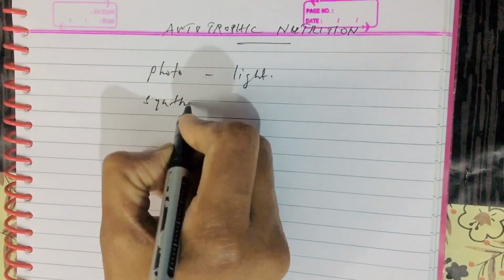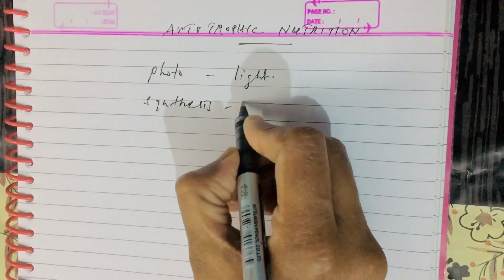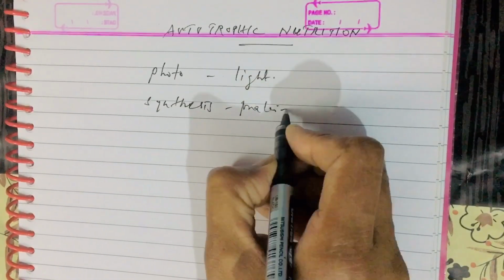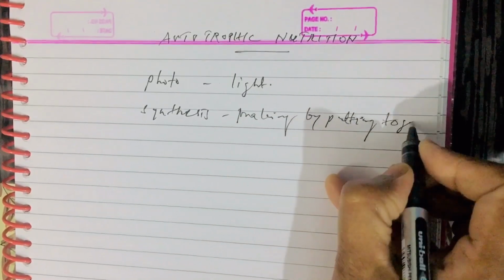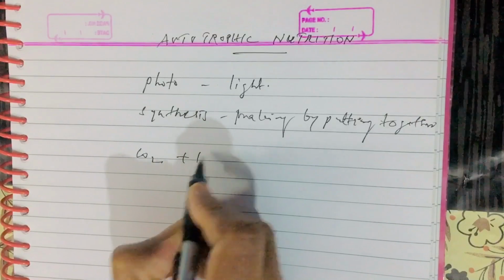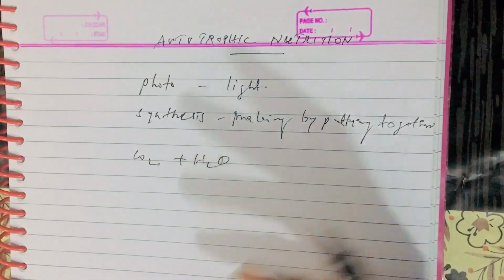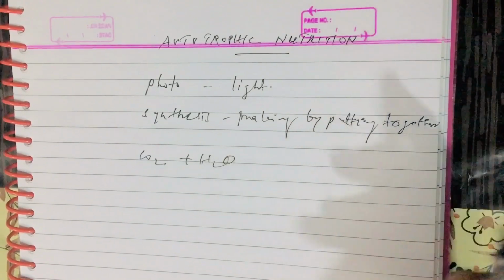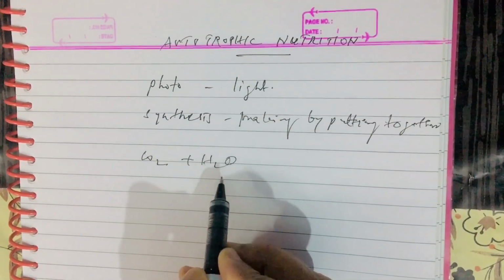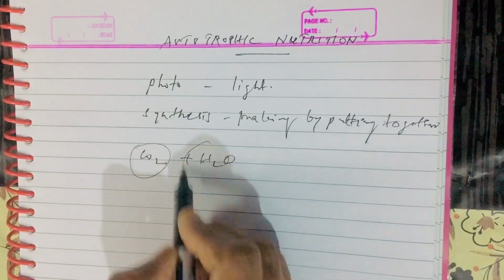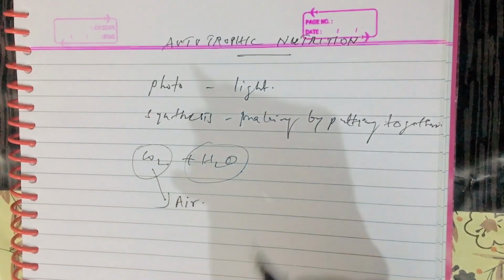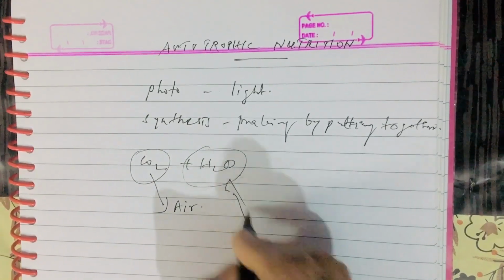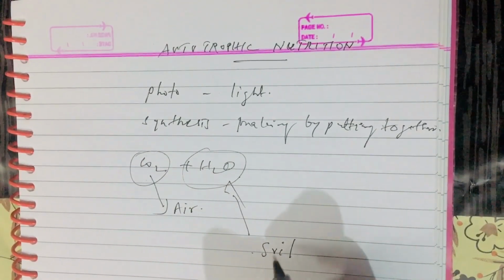What is the meaning of photo? Photo means light. Synthesis means making by putting together. The ingredients used are carbon dioxide and water. For cooking, of course, you need the ingredients. The ingredients are carbon dioxide and water. How do the plants get carbon dioxide and water? Carbon dioxide comes from air and water from the soil.